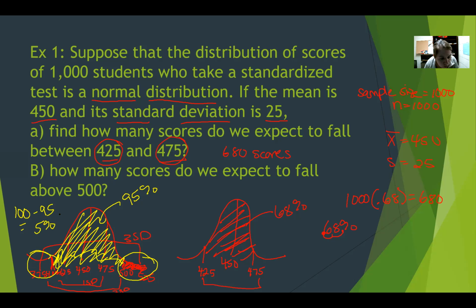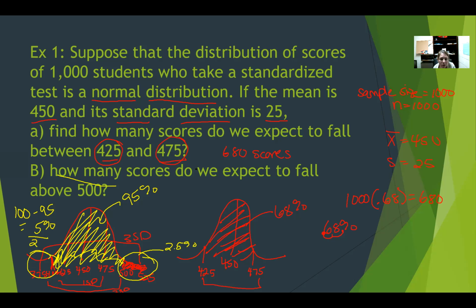But we don't want both of these. We want just above 500. So if these are the same on each side, then all I would have to do with this distribution is divide it by 2, and that would give us just this part, which would be 2.5%. And we want to know how many again.